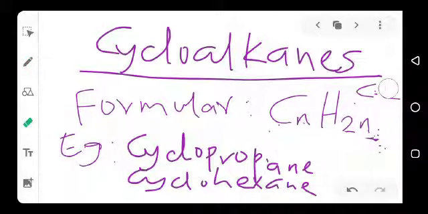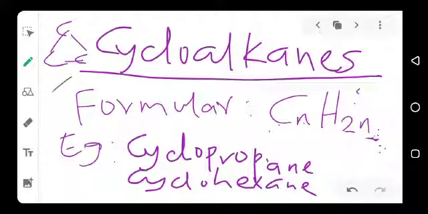When we have 3 carbons, like 1, 2, 3, we can join this one and join this one, and then this one will join like this. Only this can form a closed system. So this is the shortest member, or the smallest member, of a cycloalkane, the one with 3 carbons, which we call cyclopropane. Okay, so from cyclopropane we have cyclobutane, cyclopentane, cyclohexane, and so on and so forth.